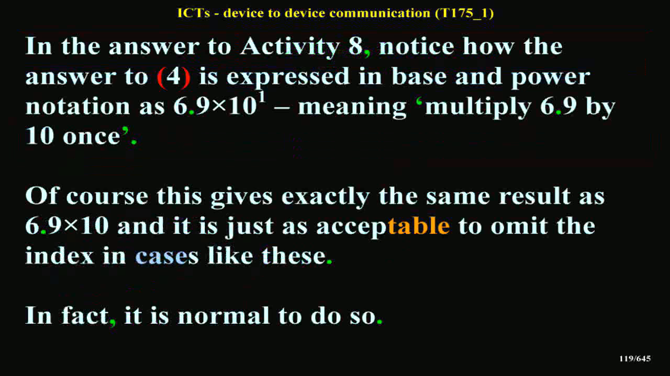Notice how the answer to 4 is expressed in base and power notation as 6.9 × 10¹, meaning multiply 6.9 by 10 once. Of course this gives exactly the same result as 6.9 × 10, and it is just as acceptable to omit the index in cases like these. In fact, it is normal to do so.